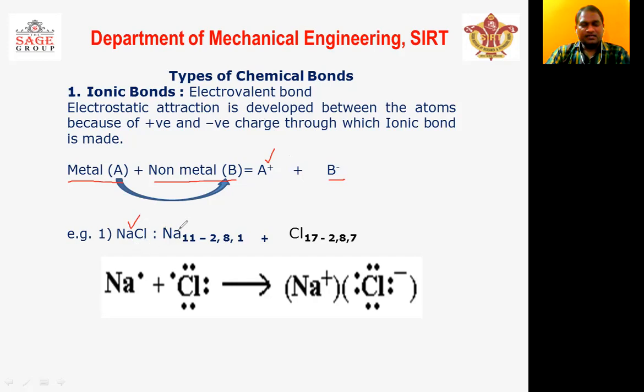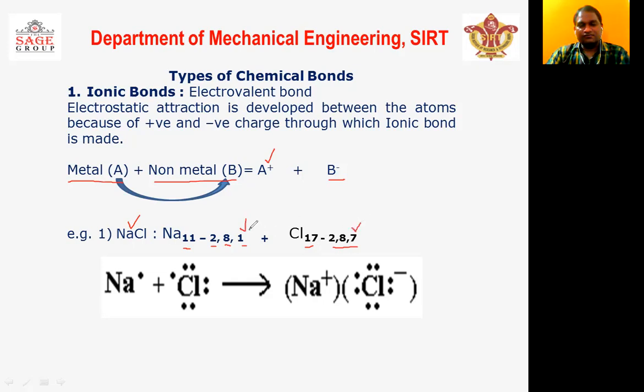NaCl. Na has atomic number 11, whose electronic configuration is 2, 8, 1. Cl has atomic number 17, whose electronic configuration is 2, 8, 7. Now, in this case, these atoms are not stable, so we have to make them stable. Why are they not stable? Because in the outermost shell of sodium there is one free electron, and in the outermost shell of Cl there are seven electrons.